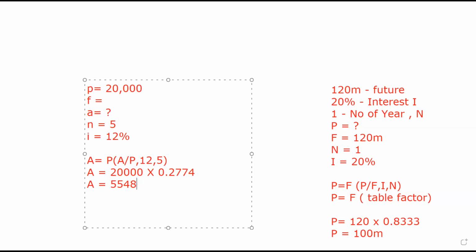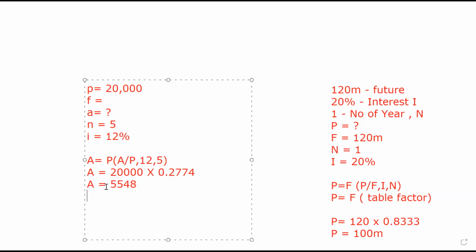You know, a layman will tell you 20,000 divided by 5 is 4,000. Once I take 4,000 every year, I'm done. But no, you are wrong. There is an interest rate accumulating at 12%. So the money you need to make is 5,548.